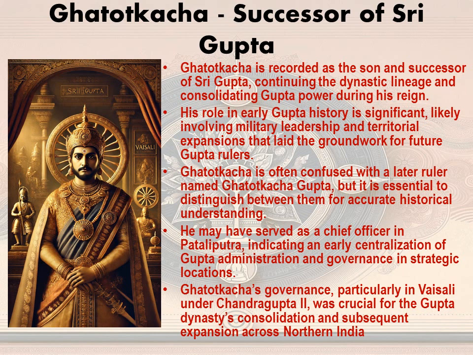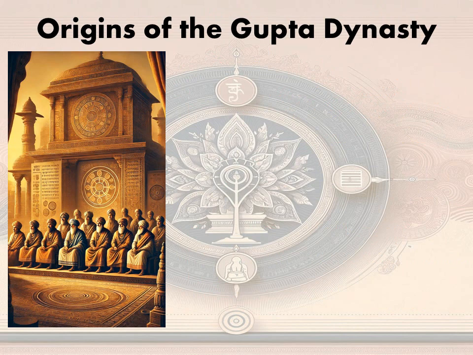Ghatotkacha's governance, particularly in Vaishali under Chandragupta II, was crucial for the Gupta dynasty's consolidation and subsequent expansion across northern India. So, Ghatotkacha is very significant for the negotiation of his son's relationship with Vaishali, which we will learn in a later video, and that prompted the Guptas to become more powerful in northern India and establish the dynasty or the empire for the Guptas. Origins of the Gupta dynasty.